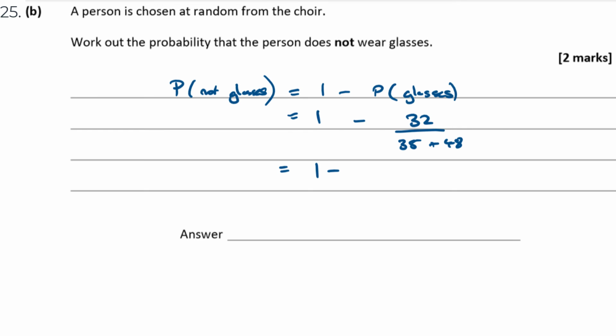That's 83 people altogether. So 32 out of 83 wear glasses. So taking that away from 1, 83 take away 32, that's 51, isn't it? So that's 51 over 83. 51 in 83, that's the probability that the person does not wear glasses.